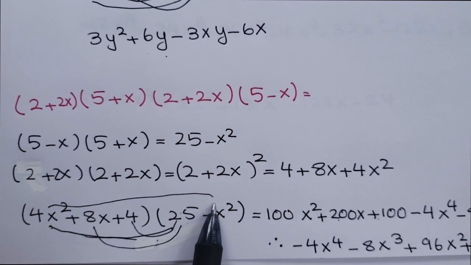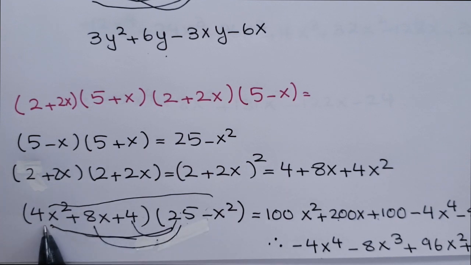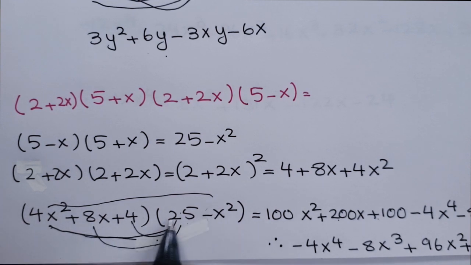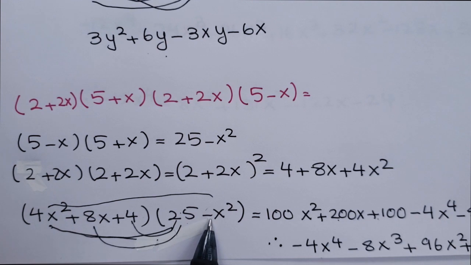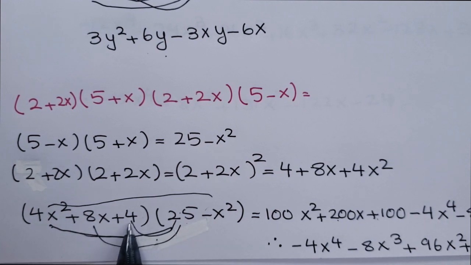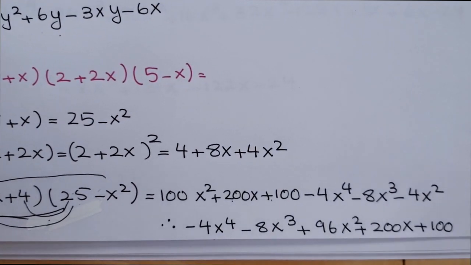And now I move on to the second term in the second bracket. Negative x squared should be multiplied by the first term, which is negative 4x to the power 4. Negative x squared times 8x, negative 8x cubed. Negative x squared times 4, negative 4x squared. And then after this, you have to simplify the answer.